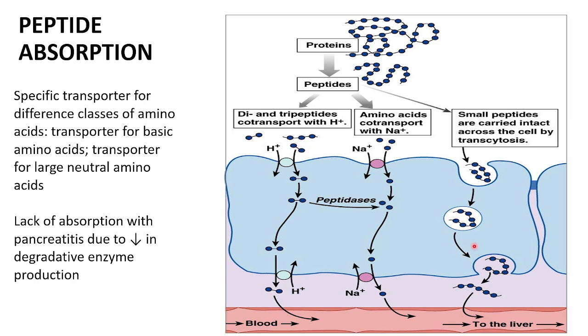You can see that di- and tripeptides and amino acids use secondary active transport, either sodium or hydrogen dependent, and they use both co-transport and counter-transport. Di- and tripeptides use hydrogen dependent transporters: co-transport across the apical membrane from the lumen of the intestines, and counter-transport across the basolateral membrane into the blood, so that hydrogen could return back and be reused.